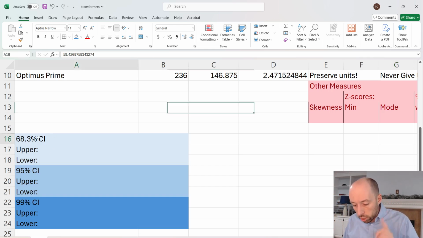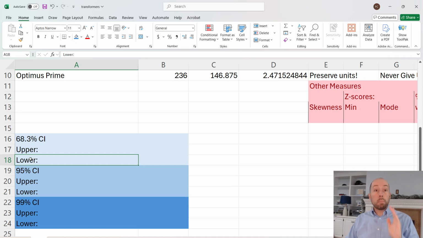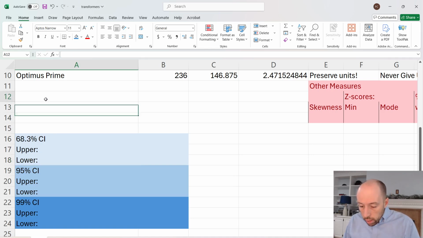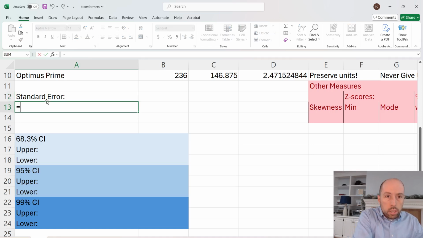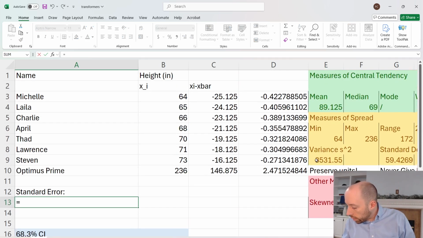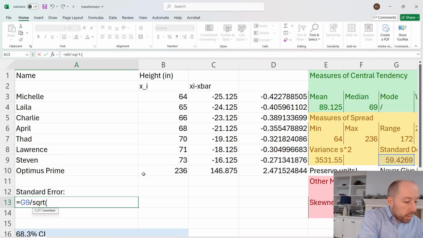I'm going to start with 68.3. In order to come up with the upper bound, I need the sample average plus 1 standard error. And in order to come up with the lower bound, I need the sample average minus 1 standard error. So I'll make a standard error. Standard error, colon. Well, this is easy. It should be equal to the standard deviation, which is this number over here, 59, which we calculated previously. Okay, I should divide that by the square root of n, SQRT. N in this case is simply 8 observations.